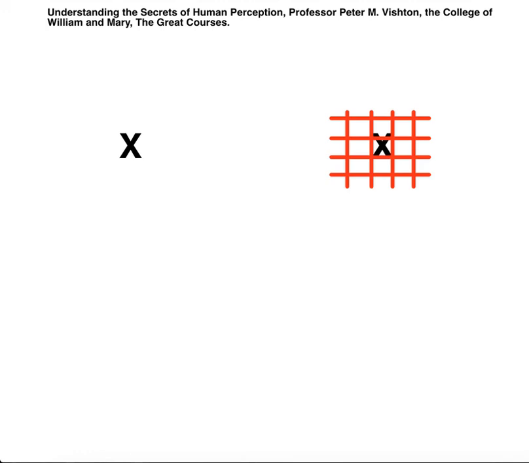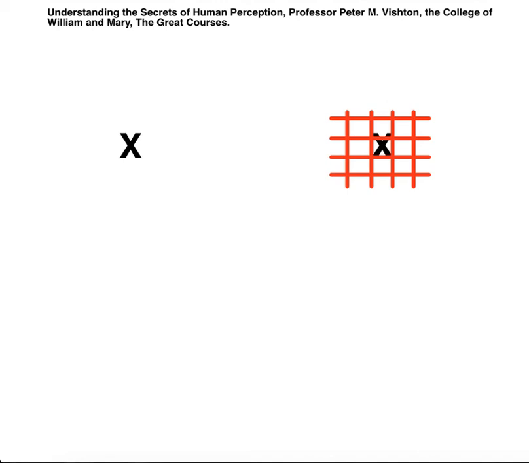Let's try this. I put a red grid over the X on the right side. Now, do the experiment again. Place your left hand over your left eye. Focus your glance on the X on the left. No, my bad. Continue to focus on the X on the left side, and then move your head slowly forward and backward towards and away from the computer screen until the X on the right side disappears.